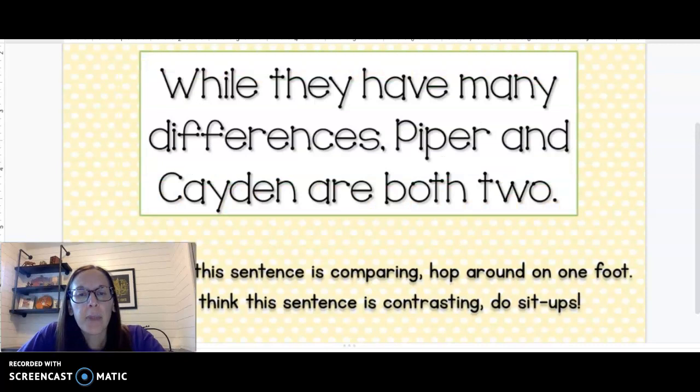Okay, while they have many differences, Piper and Caden are both 2. This one's trying to trick you. If you think it's comparing, hop 3 times on one foot. If you think it's contrasting, do 3 sit-ups. It is comparing, because even though it says the word differences, it actually says Piper and Caden are both 2. That is comparing. So you should have been hopping.